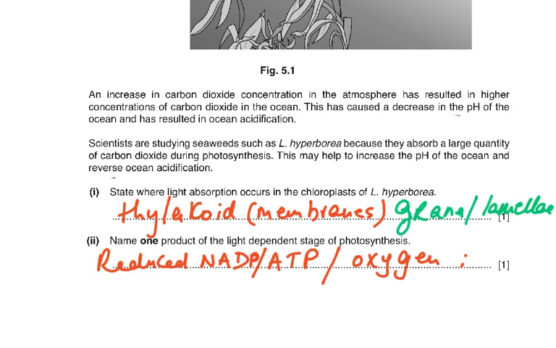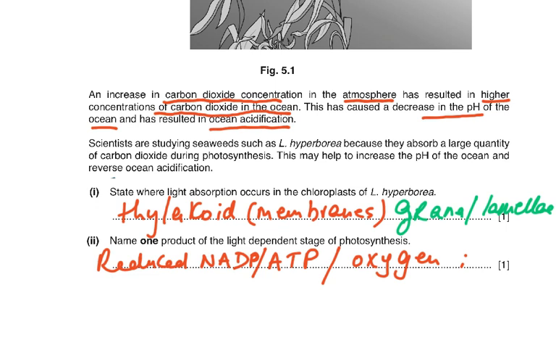So number one, first of all, what we have to understand: an increase in CO2 concentration in the atmosphere resulted in higher concentrations of carbon dioxide in the ocean, and a decrease in pH of the ocean resulting in ocean acidification. Then scientists are studying seaweeds because they absorb a large quantity of carbon dioxide. This may help to increase the pH of the ocean and reverse the ocean acidification. State where light absorption occurs in the chloroplast of L. hyperborea: naturally the thylakoid membranes, or the grana, or the lamellae.